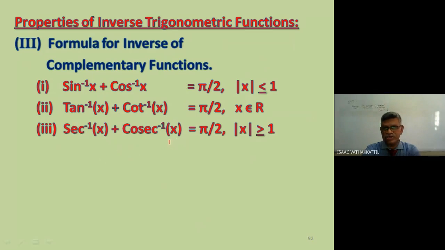Sec inverse x plus cosec inverse x is pi by 2. This is valid when x is in the domain of sec inverse, that is, mod x must be more than or equal to 1. What do I prove?